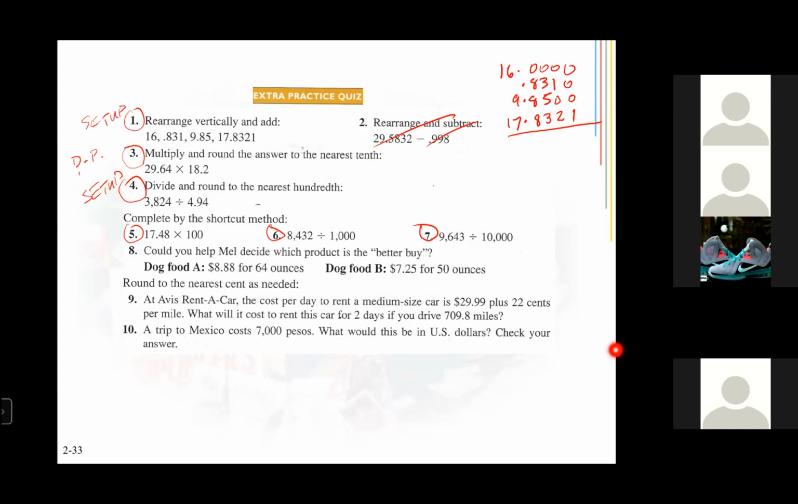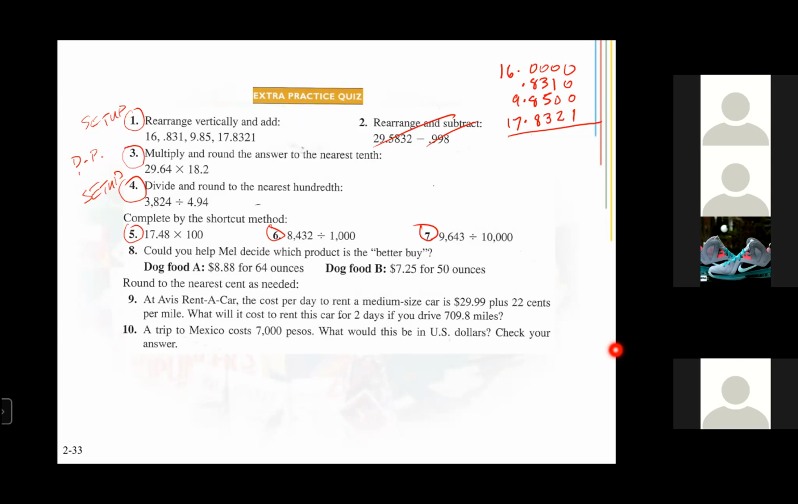The next one says multiply and round the answer to the nearest 10. I just want you to tell me how many places should be in the answer for that multiplication when you're finished. 3 places. So when you finish multiplying, you have 3 because you have 2 places for the first number and 1 place for the second number.